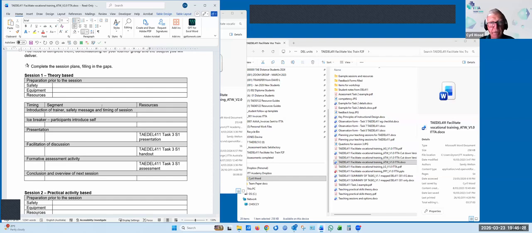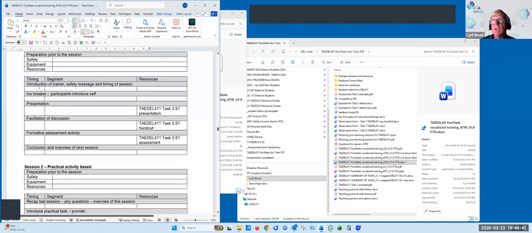If you need high vis or work boots, cables on the floor, what equipment you're going to use, resources, a lot of this you can copy and paste from task 2. Then the sections: introduction, icebreaker, presentation. This is for session 1. Facilitation of discussion, because you talk about the presentation and then maybe have a discussion about the content before you give them the questions to do.